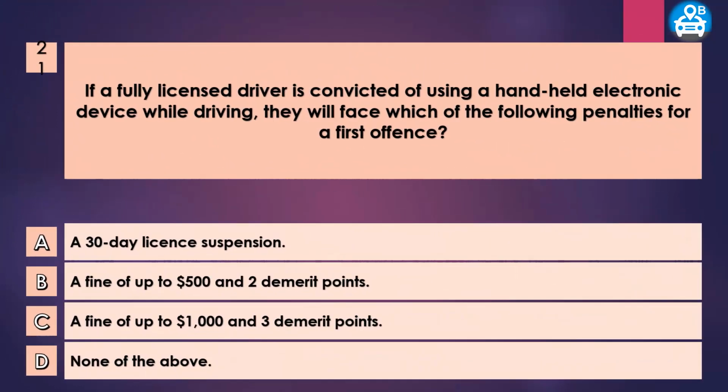If a fully licensed driver is convicted of using a handheld electronic device while driving, they will face which of the following penalties for first offense? A. A 30-day license suspension. B. A fine of up to $500 and 2 demerit points. C. A fine of up to $1,000 and 3 demerit points. D. None of the above.